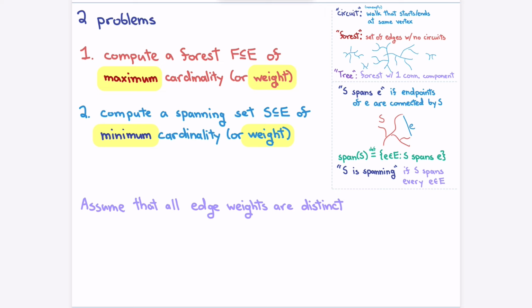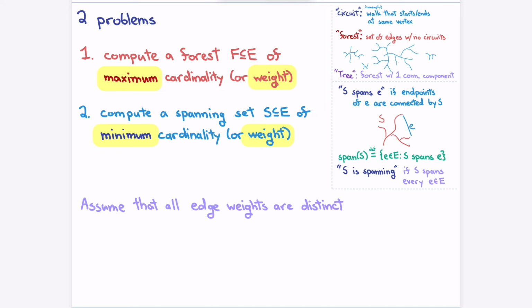So we just did cardinality. And now we're going to try to get weight. So I'm going to assume that all the edge weights are positive. Otherwise, for maximum forest, you just would not take anything, or rather you just ignore the negative edges anyway.